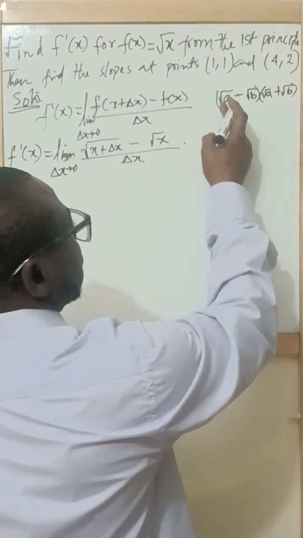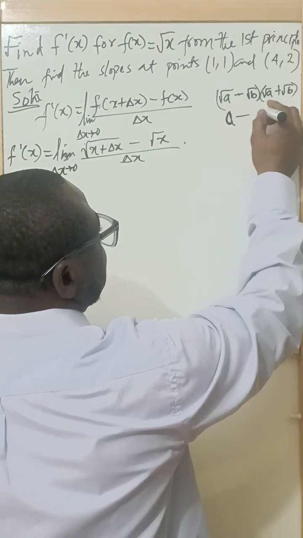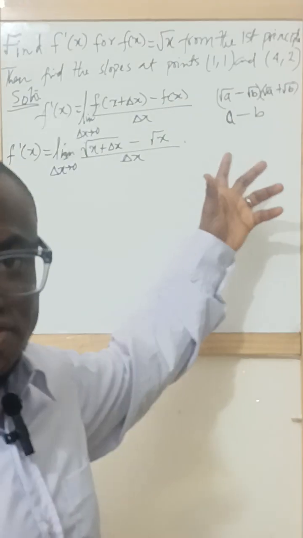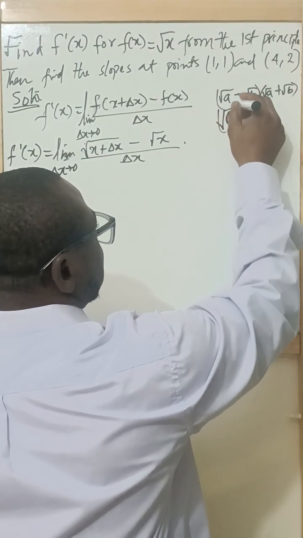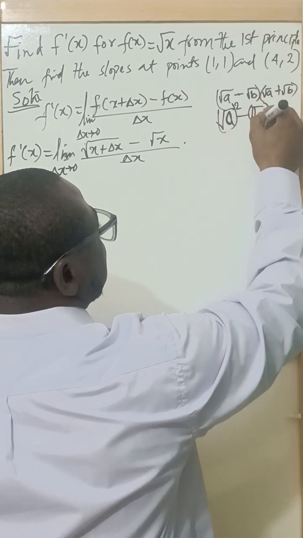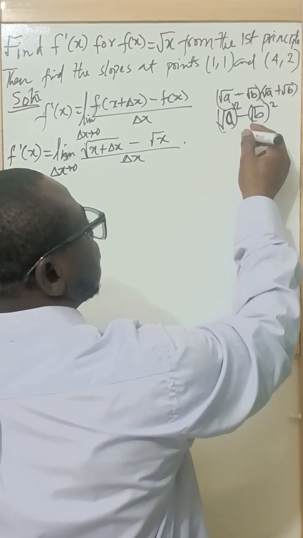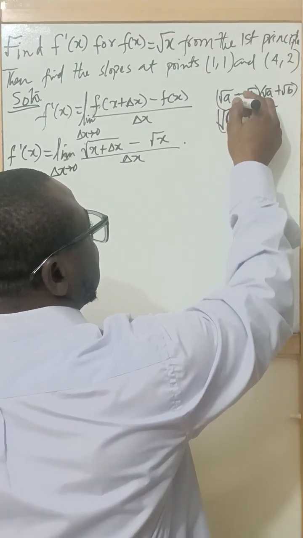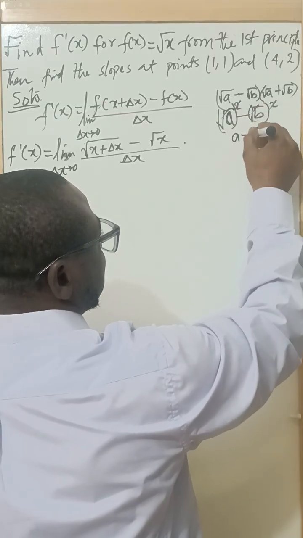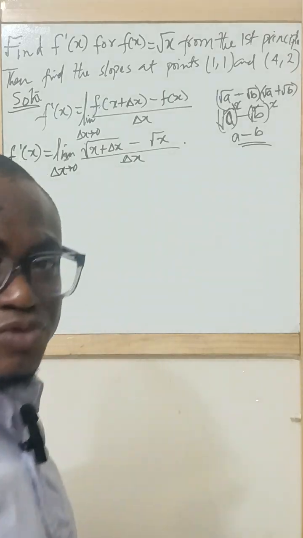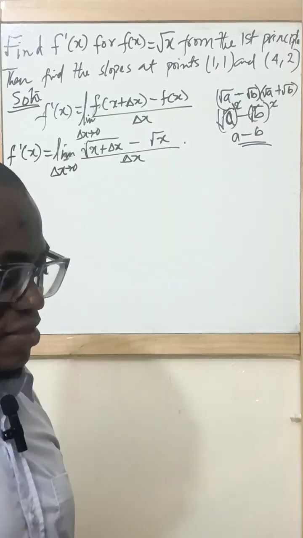For the difference of two squares, you square this one, that is square root of a, and you square square root of b. The square and the square root cancel each other, and that will be a minus b. So this is how we remove the surd from that equation. We apply the same principle here, right?